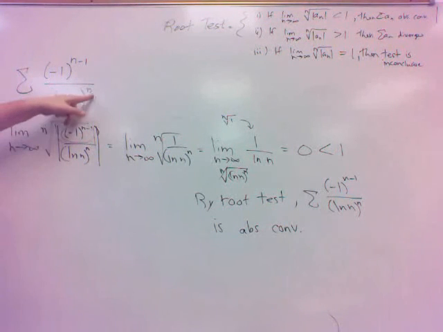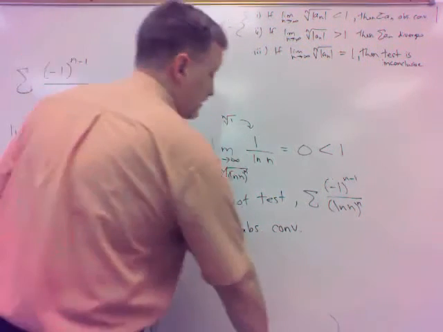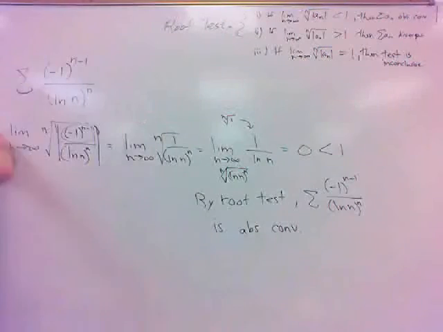Okay. So that one's a little tricky, because you had the alternating series, but the really key part was you have n to the n. And anytime you have n to the n power, look to the root test if you're having to decide which test to use. All right?